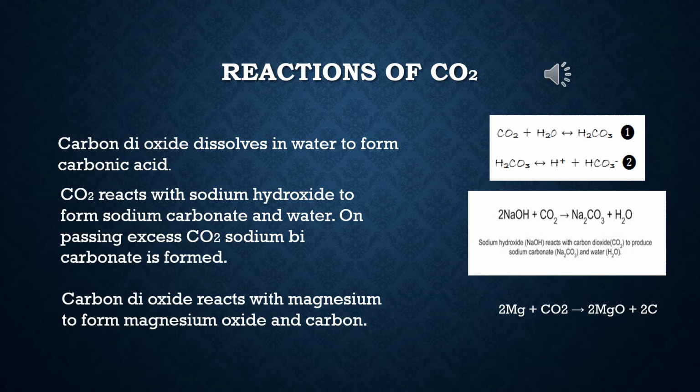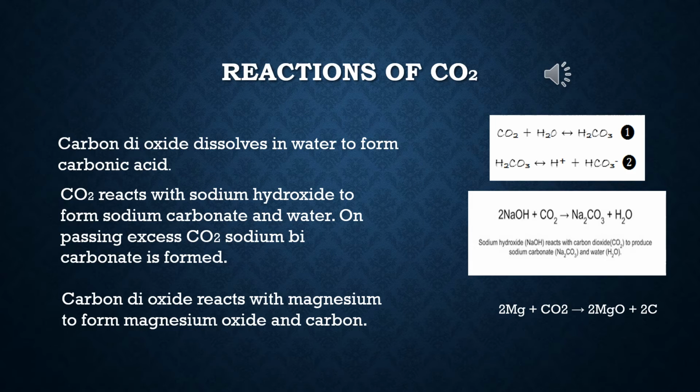And the last one in this slide, that is the oxidizing property of carbon dioxide. Carbon dioxide reacts with magnesium to form magnesium oxide and carbon. See the reaction first. 2Mg plus CO2 forming 2MgO, that is magnesium oxide, plus carbon, that is C. Now, a burning magnesium ribbon is introduced. Generally, magnesium we introduce like a ribbon. A burning magnesium ribbon is introduced into a gas jar containing carbon dioxide.